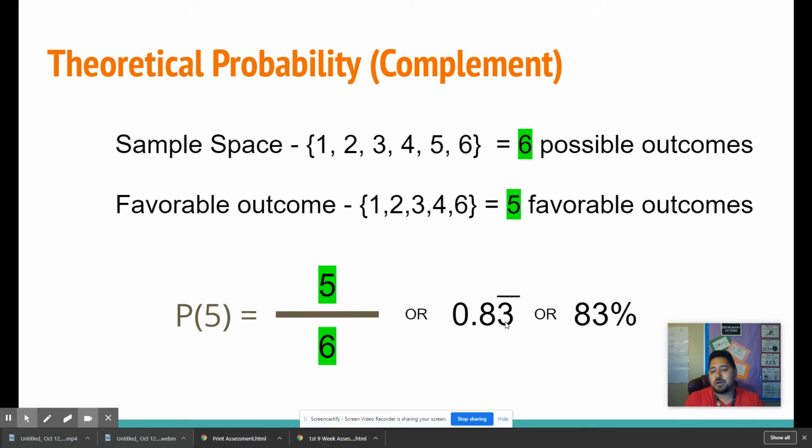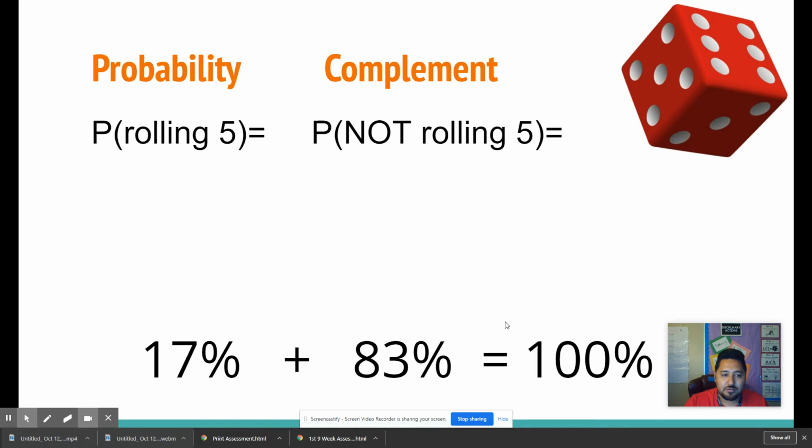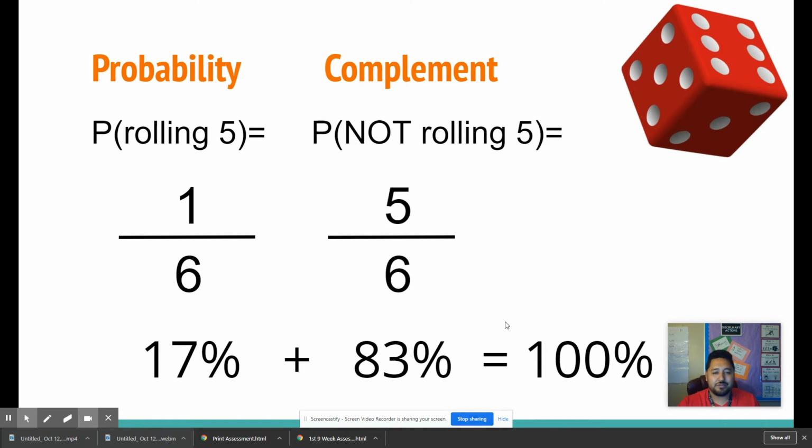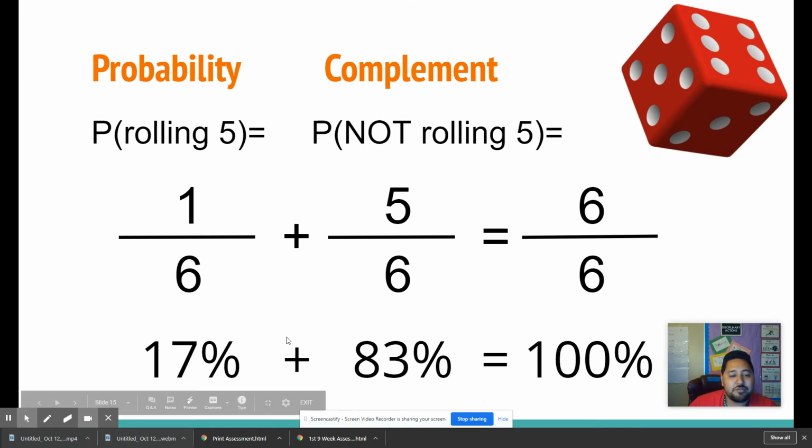So the first one, probability of rolling a 5, was 1 in 6. And then the opposite was 5 in 6. So the probability of rolling a 5 was 1 in 6, and then not rolling a 5 was 5 in 6. And if I add those together, I get 6 over 6, which is 1 whole. And 1 whole was equal to 100%. And if we look at this in percent form, 1 in 6 is 17%, and 5 in 6 is 83%.